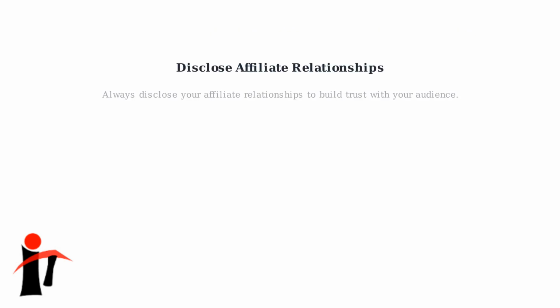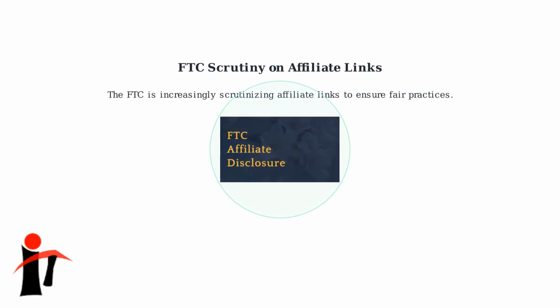Always disclose your affiliate relationships to build trust with your audience. Being transparent about sponsored content and affiliate links helps maintain credibility and complies with legal standards. The Federal Trade Commission is increasingly scrutinizing affiliate links to prevent deceptive practices. As of 2025, the FTC has ramped up enforcement against undisclosed sponsorships, making transparency more critical than ever for content creators.